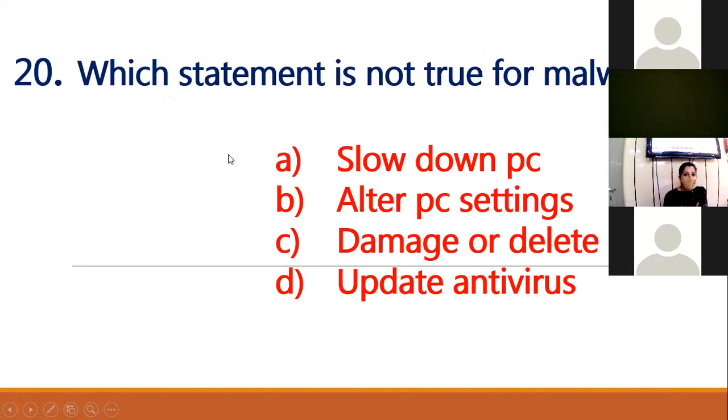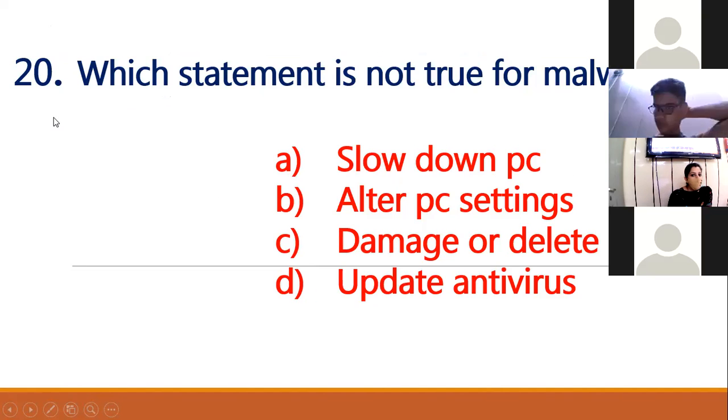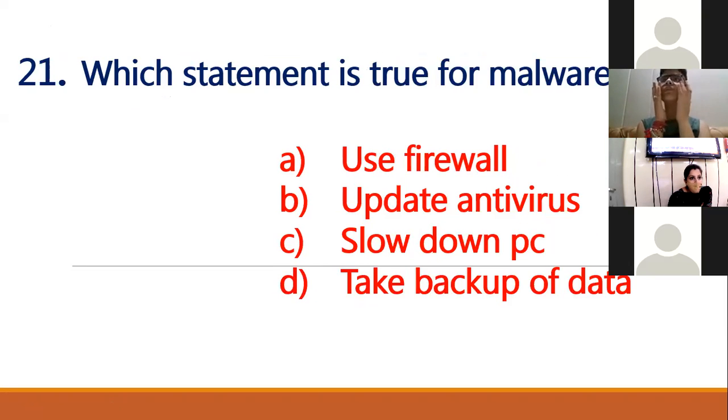Which statement is not true for malwares? Slow down your system, alter the system settings, damage or delete the data. Very clearly the answer is visible, that is the D part, update antivirus. Okay, sir. So 21st, which statement is true for malware? Use firewall, update antivirus, slow down PC. So what happens to your system's performance with malware? Slow down. So the third option, slow down PC.